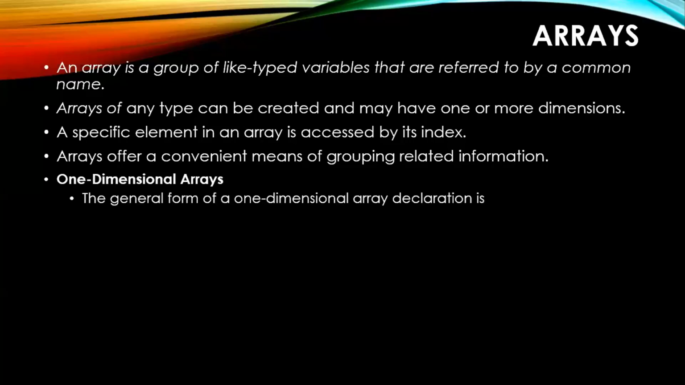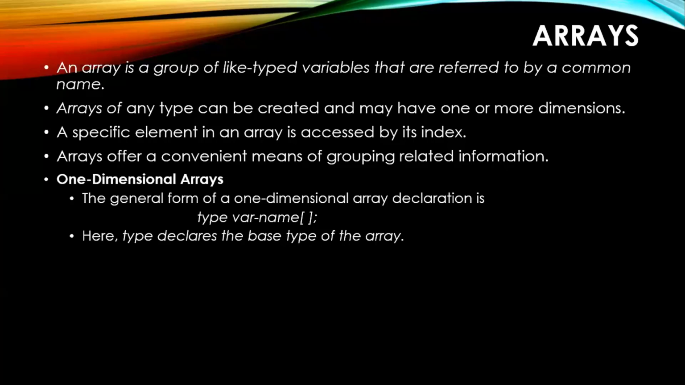How to create a one-dimensional array? What is the syntax for that? The general form of a one-dimensional array declaration is: first you specify what data type you want to use, that means what kind of collection you want to create. That data type is followed by the variable name, which is the name you want to give to that group of elements, followed by square brackets.